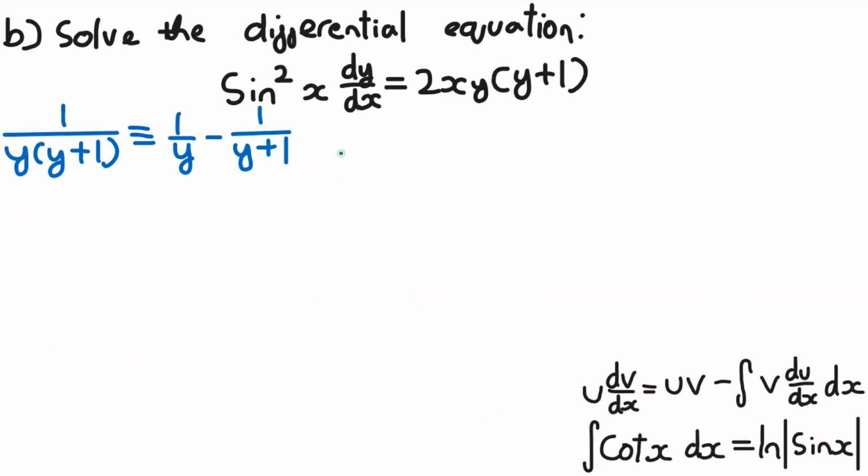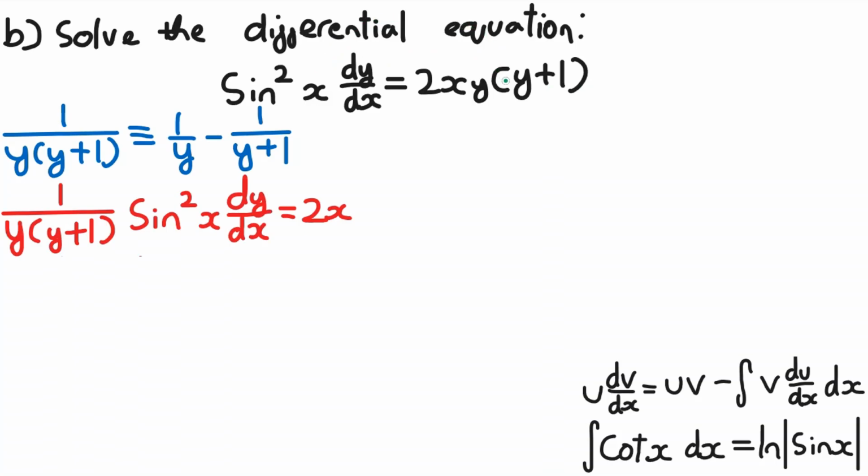Okay, so for part B, we need to solve the differential equation sin squared x dy over dx is equal to 2xy(y plus 1). So remember these steps for solving a differential equation. Firstly, we need to get all of the y terms onto one side of the equation and all of the x terms onto the other side. So let's first start with this y plus 1, and we want to get these terms onto this side. So we're going to divide both sides by y plus 1. So on this side it goes away, and then on this side it's going to be 1 over y plus 1, and then we've still got the sin squared x dy over dx.